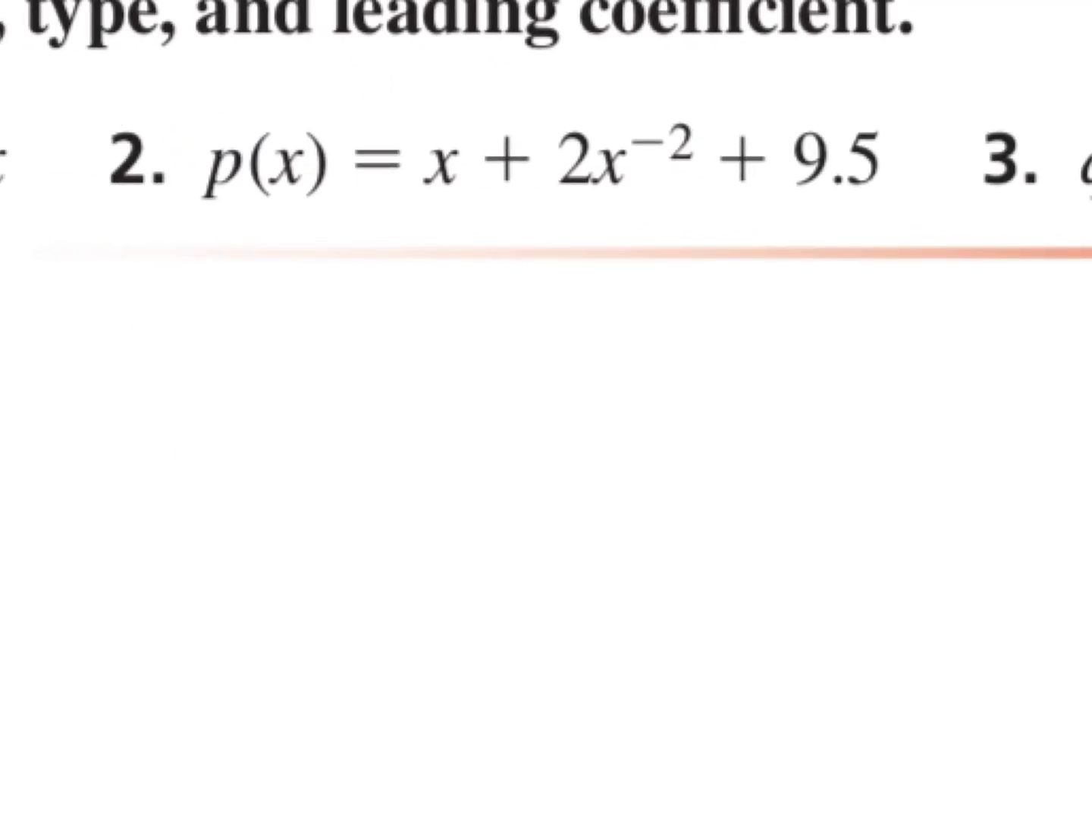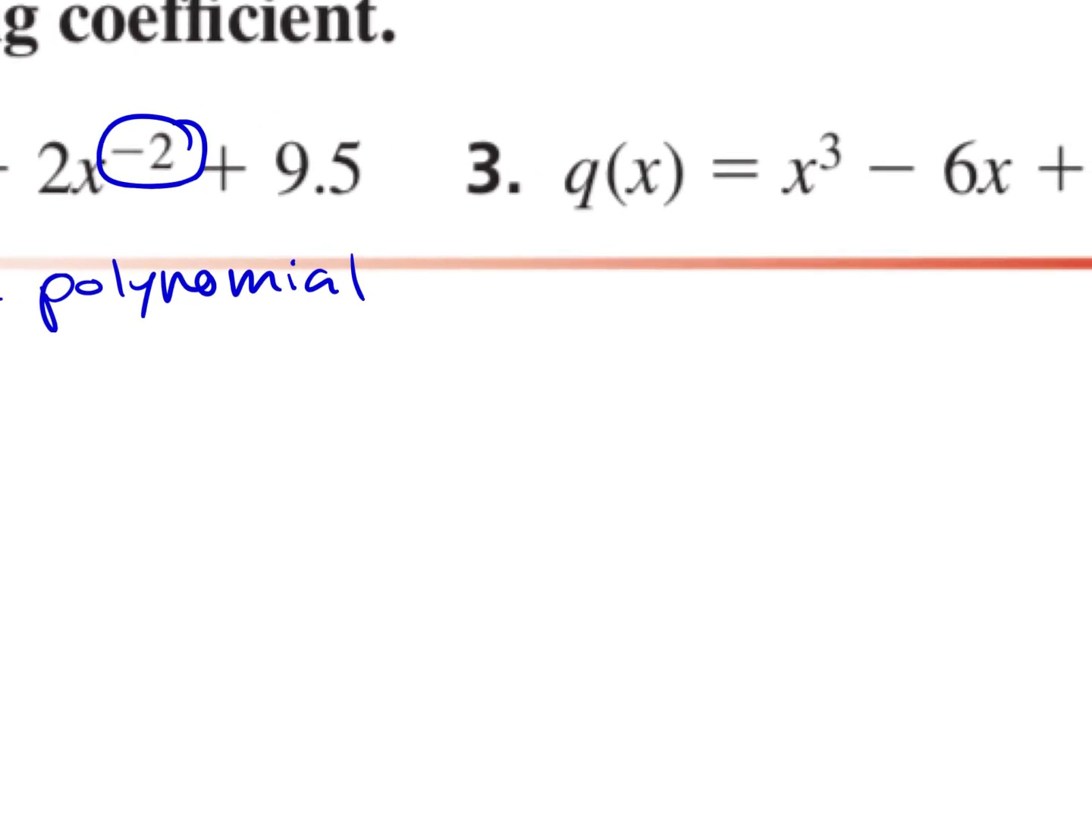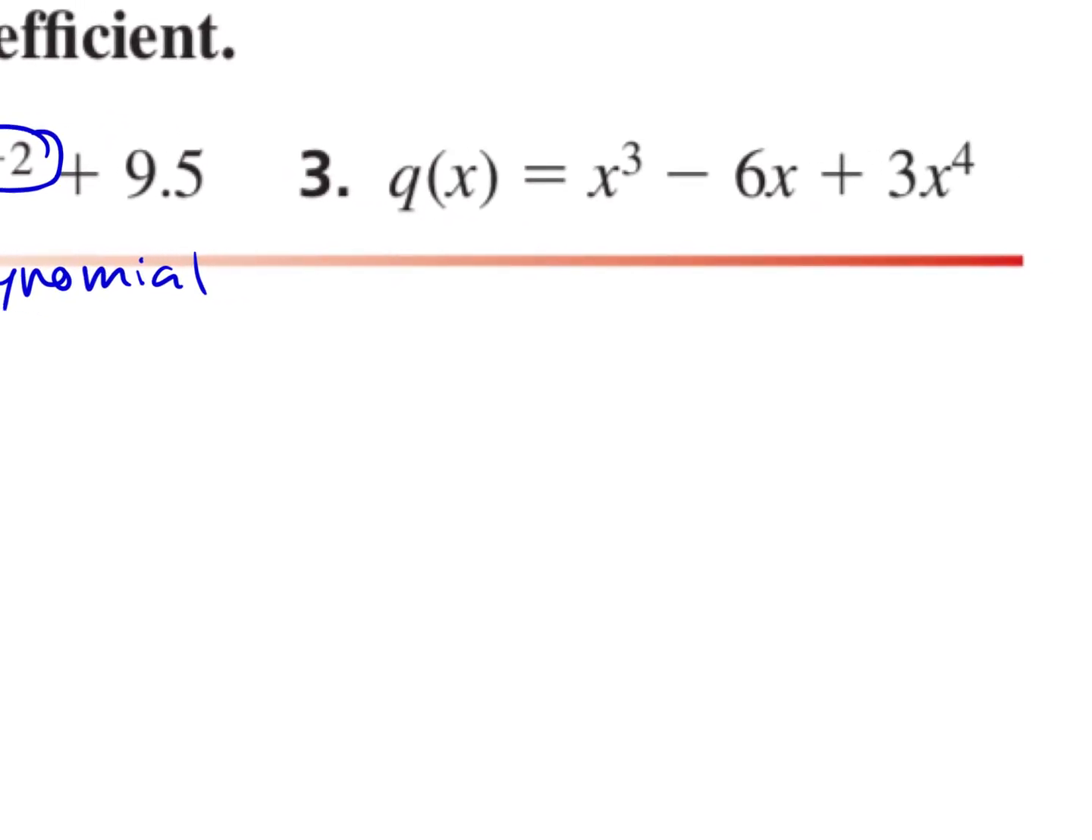All right, for 2, do we think this is a polynomial? No. What makes it not a polynomial? The negative exponent, so this is not a polynomial. And for 3, do you think this is a polynomial? Yes. Is it in standard form? No. How do I rewrite it in standard form? Perfect. Perfect. Awesome.